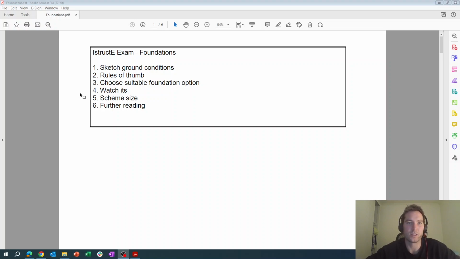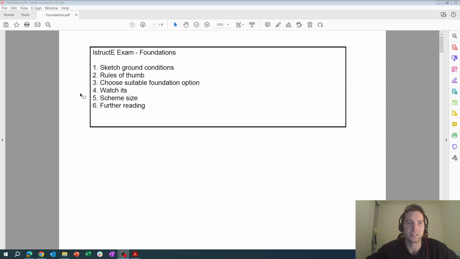So first up, in pretty much all of the questions you get given, you'll be told the ground conditions. So I would recommend your first step is to sketch out those ground conditions. It shows your understanding, and it'll also start preparing you to think about how you're going to approach your foundation design. So that is step one.